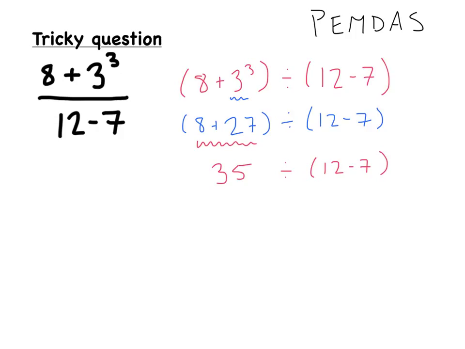Now there aren't any parentheses over here. There still are parentheses over here, so we'll solve 12 minus 7. So 12 minus 7 is equal to 5. Bring everything else down. So now we have 35 divided by 5, which is equal to 7. So 7 is your final answer.